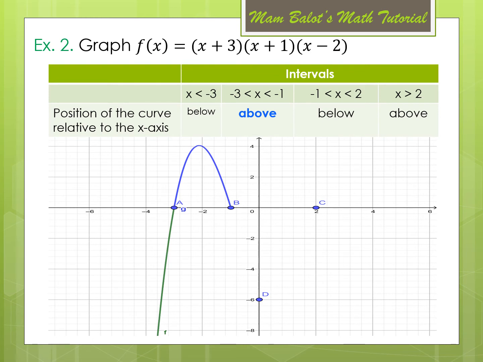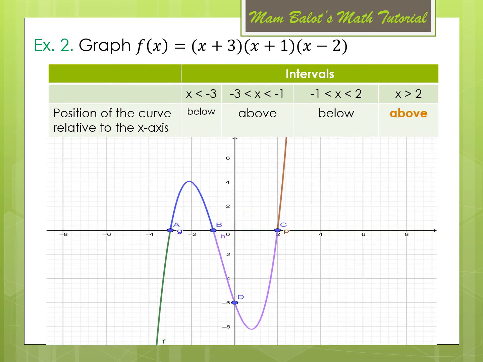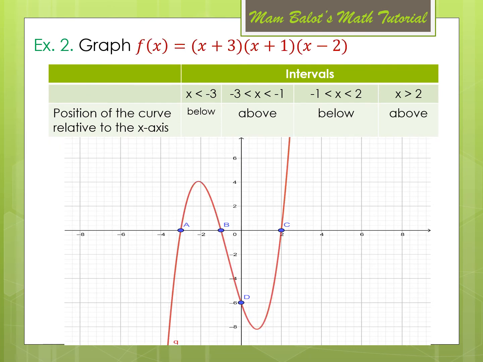They're colored in blue. And then the next interval is below the x-axis from negative 1 to positive 2. So we draw the next curve, which is below the x-axis, colored in violet. Observe that it passes through point D, which is our y-intercept. And then the last one, if x is greater than 2, would be above the x-axis. So we put the curve above the x-axis, colored in orange. That would be the resulting graph of our function in example number 2.